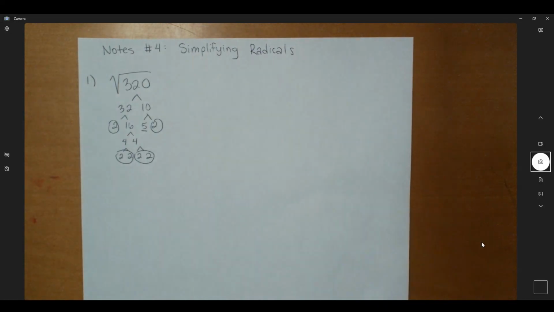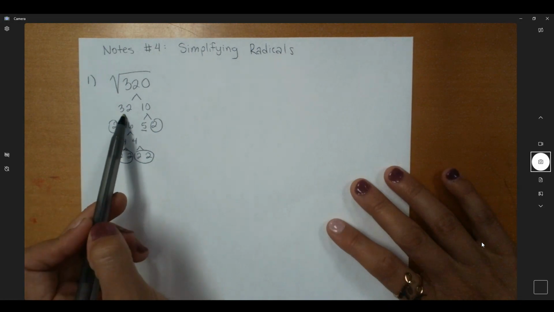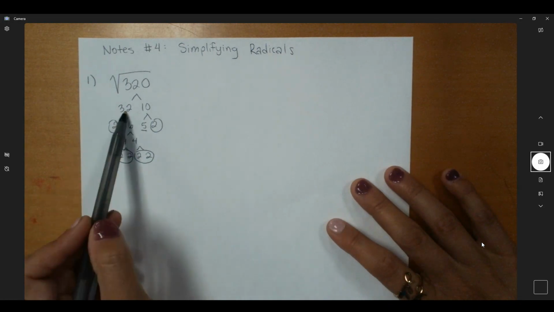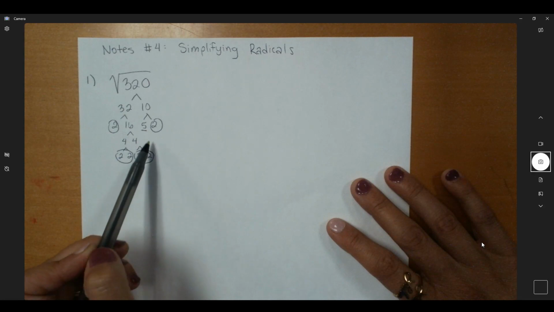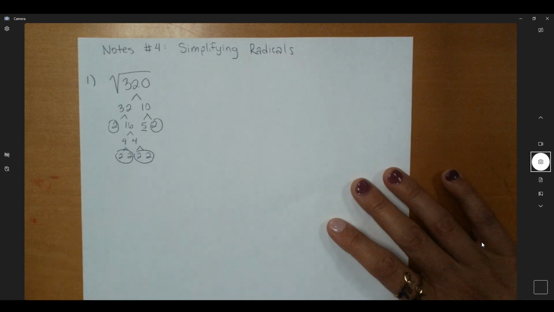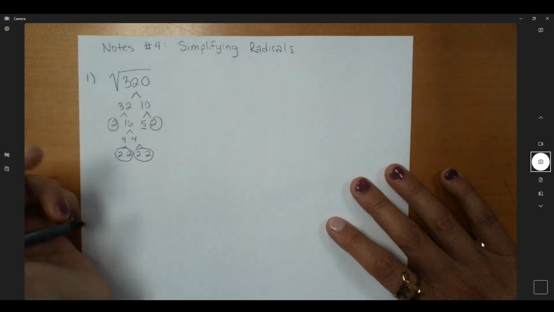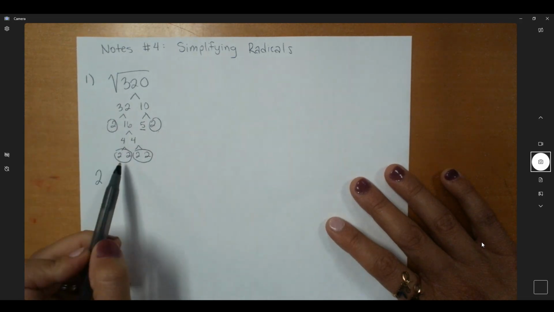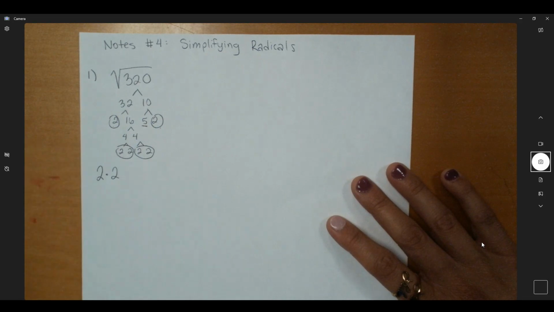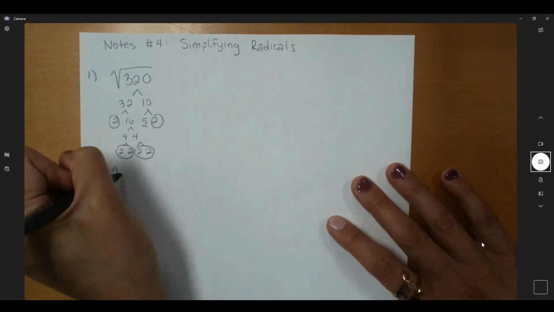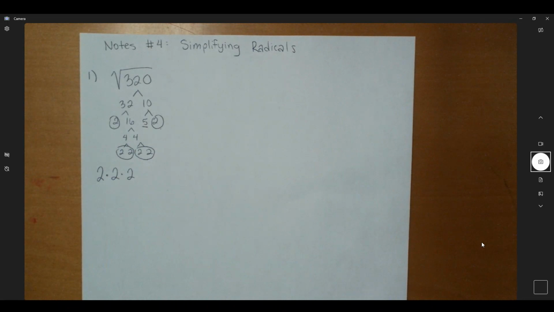We only look at the end of branches, so I'm not going to go back up and look here because that's not an end of the branch. You need only the ends of the branches. So for every pair, we bring out that one number. We're not bringing out 6 2s. We're bringing out 3 2s. So for this pair, we're bringing out 2. For this pair, we're bringing out 2. And for this pair, we're bringing out 2. So it's just when you have a pair inside, you pull out just the one number.